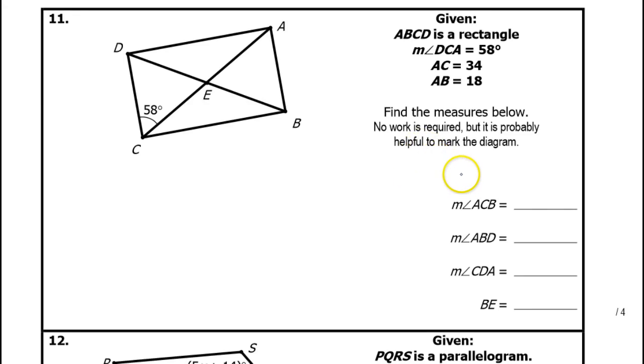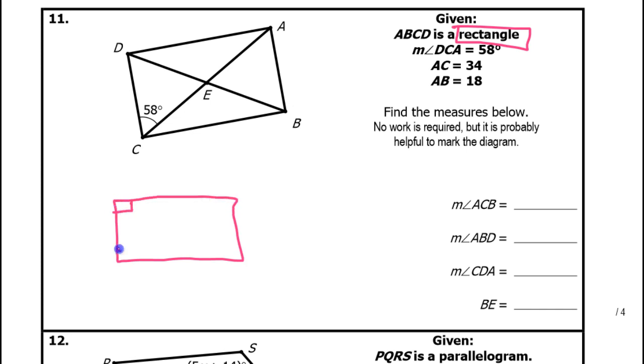Number 11. So they have given me this picture, and they're telling me that ABCD is a rectangle. That is very, very important. So really focus on the fact that this is a rectangle. Because when I have a rectangle, there are a couple things that I know.